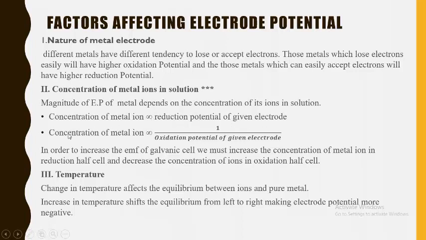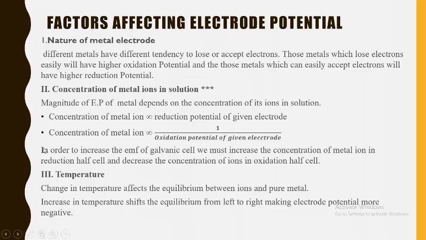However, it is slightly different when it comes to the oxidation potential of the given electrode. Reduction potential usually happens in the cathode and oxidation potential happens in the anode. Concentration of metal ion is inversely proportional to the oxidation potential of the given electrode. So when the concentration of metal ion is very high, the oxidation potential of the given electrode decreases, and when the concentration of metal ion is very low, the oxidation potential increases.